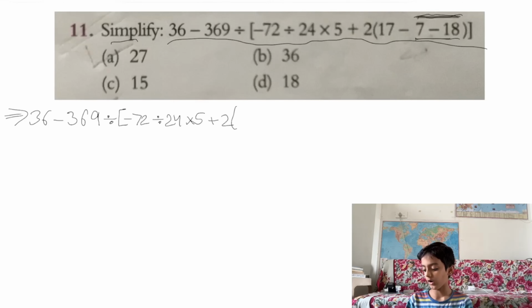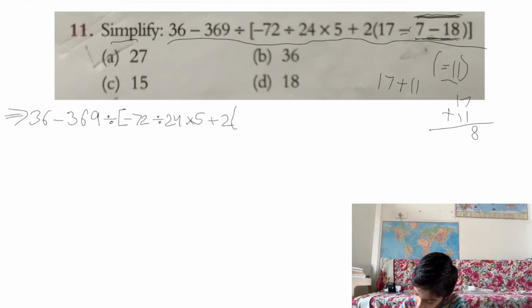So first of all, we'll solve 7 minus 18. First we'll do 18 minus 7. 18 minus 7 is equal to 11. So 7 minus 18 is equal to minus 11. And here remember that minus 11 is in brackets. Outside is minus and inside also there is minus. So this minus and this minus will become plus. So it will be 17 plus 11. So now let's solve 17 plus 11.